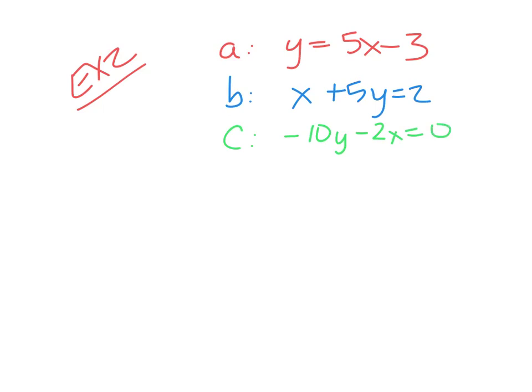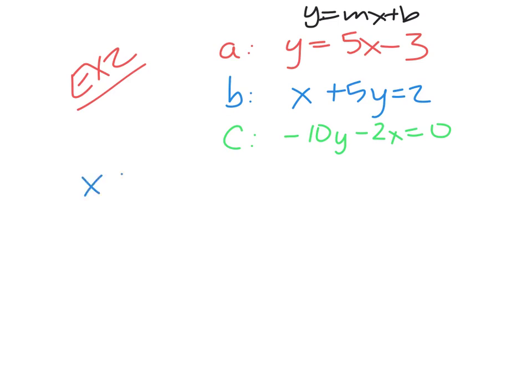All right. First thing you need to do when comparing lines is put them all in the same format. Which format should we use? Y equals mx plus b, because this is the easiest and quickest way to find the slope. And when you're comparing lines, you need to know their slopes. So for B and C, we need to rearrange those, don't we?